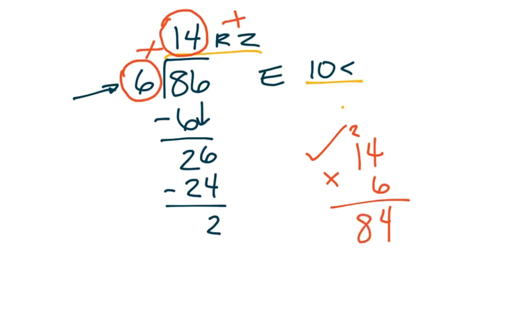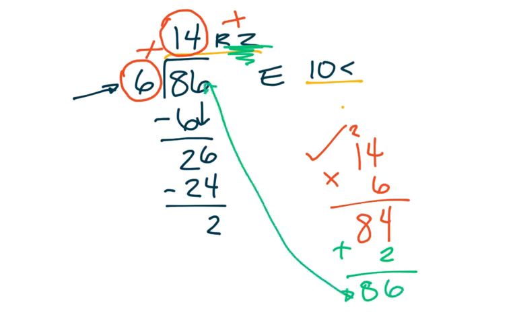That's 84. Now I'm going to go ahead and add in this remainder, plus 2, and I get 86, showing me that I did solve the problem correctly.